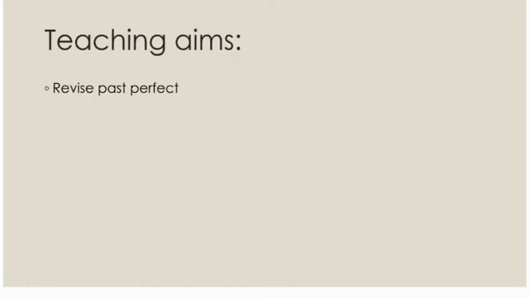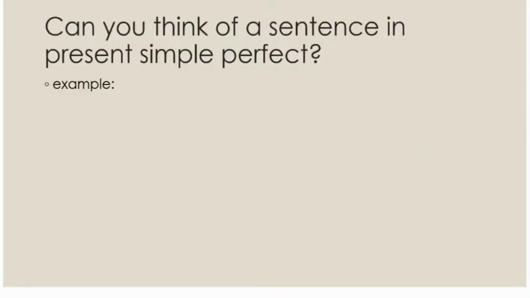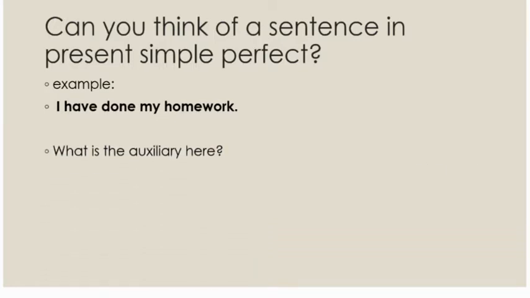We're going to revise the past perfect today, so I'm going to start off with the question, can you think of a sentence in the present perfect simple? I have an example for you. I have done my homework. What is the auxiliary verb here? You should all know that the auxiliary in present perfect simple is have or has. And what tense is have in? It's in present tense, of course.